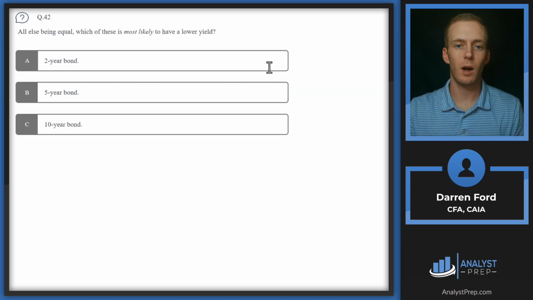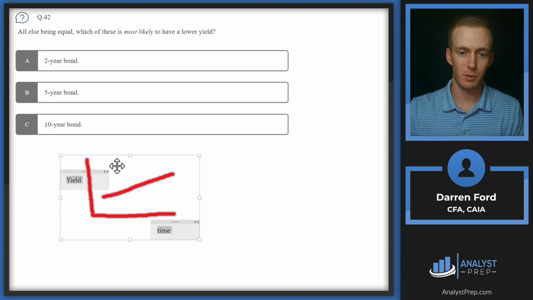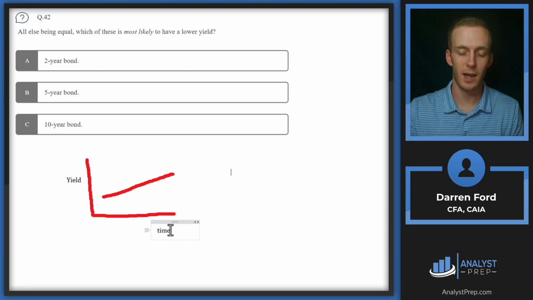Question 42. All else being equal, which of these is most likely to have a lower yield? A 2-year bond, a 5-year bond, and a 10-year bond. I'm going to pull in this pretty simple graph here. So this is generally what the yield curve is going to look like. So we have yield here on the y-axis and time to maturity on the x-axis.